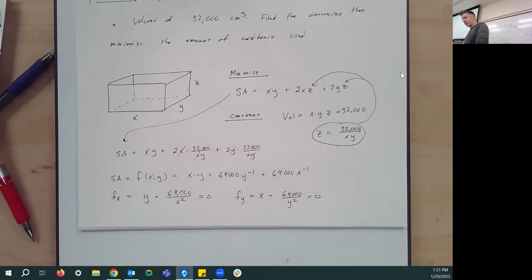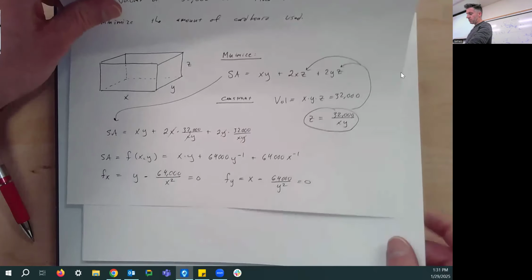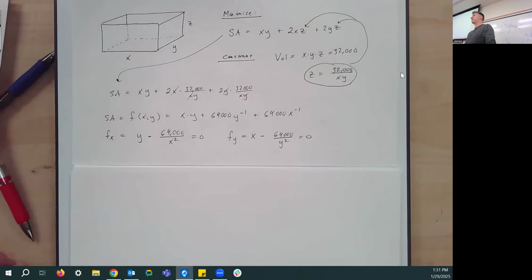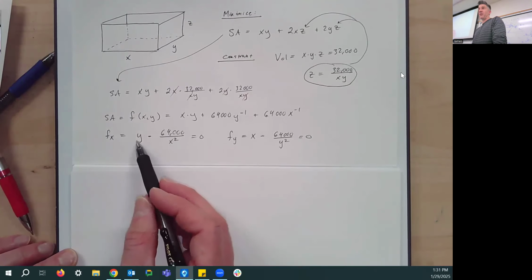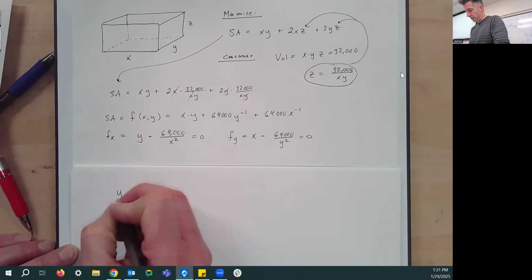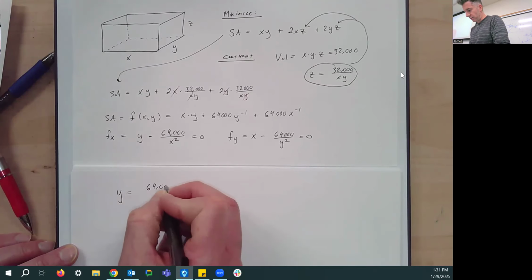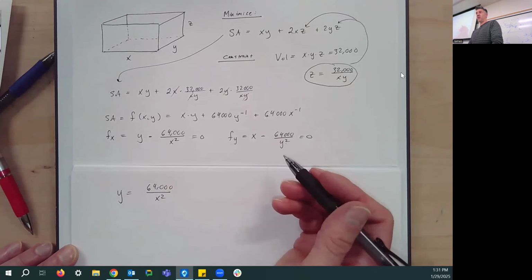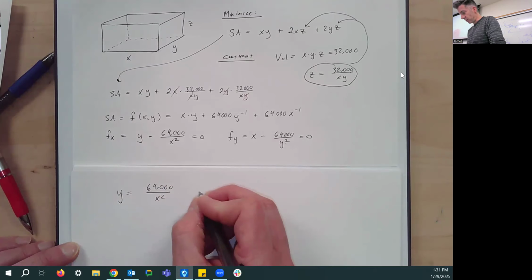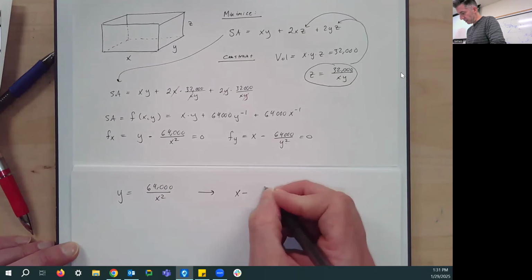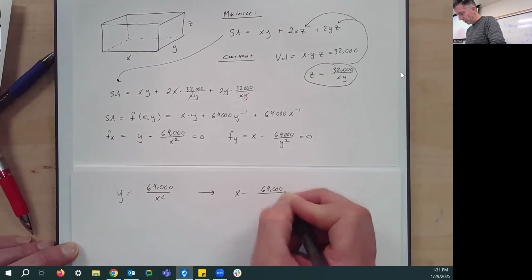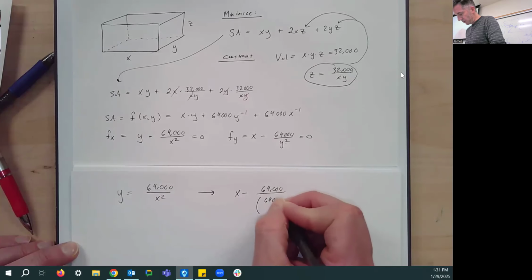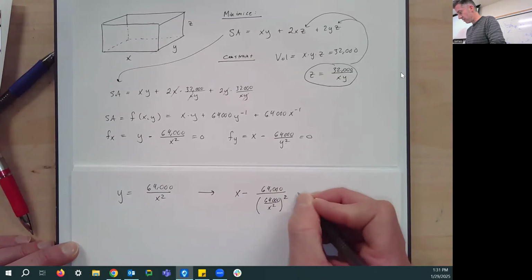I don't love this, but it's fine. So to be extra super careful here, we don't want to cancel anything kind of weirdly. I'm just going to isolate one of these two variables. I'm going to isolate Y. I'm going to say, great, Y is equal to positive 64,000 divided by X squared. And I'm going to plug that in for Y over here, which I know is going to be kind of gross, but oh well. So that means we're going to get that X minus 64,000 divided by 64,000 over X squared is equal to 0.